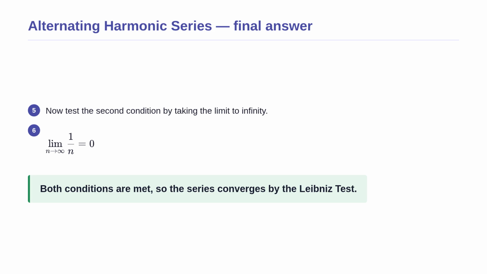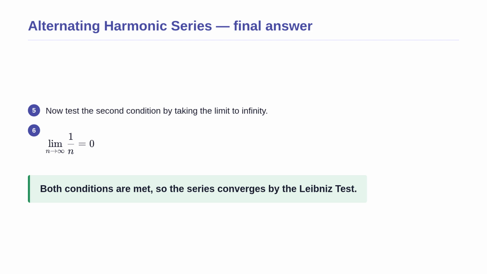Continuing with our example, we must now check the ultimate destination of these terms as the index grows infinitely large. We set up the limit of 1 divided by n as n approaches infinity. As the denominator grows toward infinity, the value of 1 divided by that massive number shrinks down to nothing. The limit evaluates exactly to 0. This perfectly satisfies the second and final condition of our test.